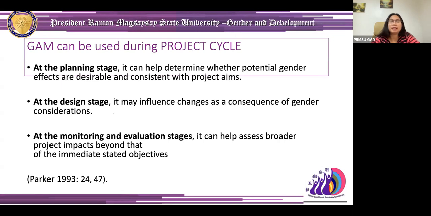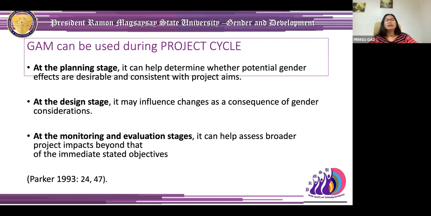So pwede nila pong lagyan ng positive, ay ito yung magiging epekto sa amin nitong sinasabi nilang programa. Ay pwedeng maglagay din sila ng negative sa planning stage pa lang. Ay parang hindi maganda itong training na to sa time namin. It will be a burden for us. So from there, makikita nyo na kung ano yung mga concerns pa nila even before you implement the actual program. Okay? And you can somehow address it at an early stage.